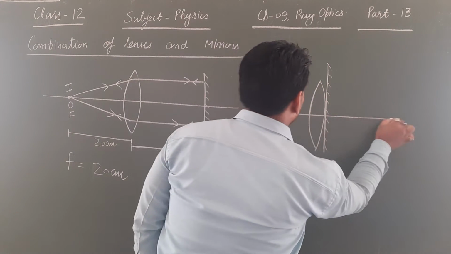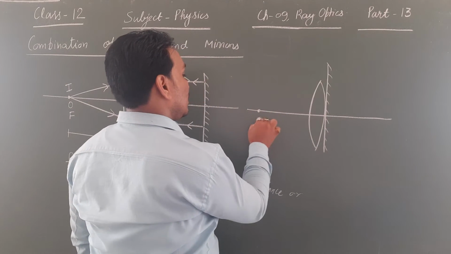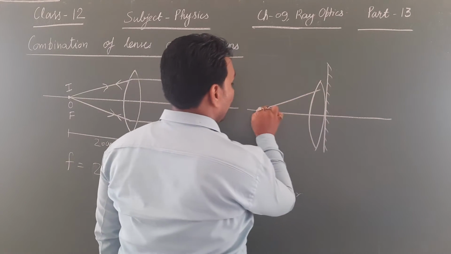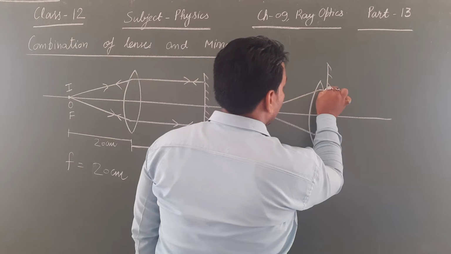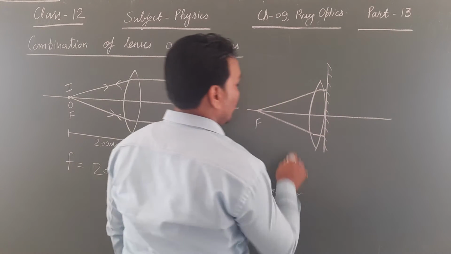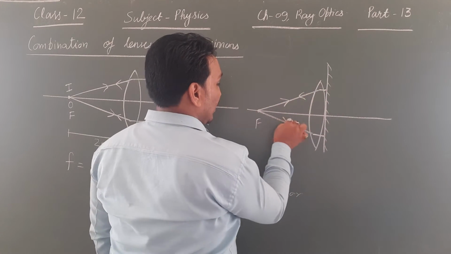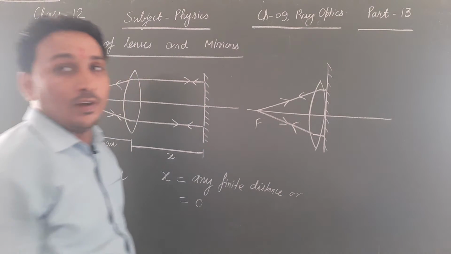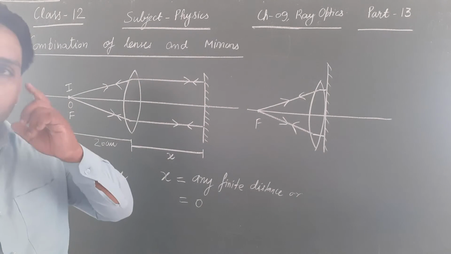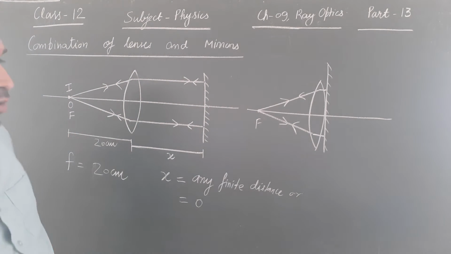And if an object is placed at some distance, suppose at focus, then what will happen? A ray of light strikes the plane mirror normally, goes back and retraces its path, and finally the image will be formed at the object itself. I hope I am clear. So basically, the distance between the lens and the plane mirror is irrespective of where the image is formed.